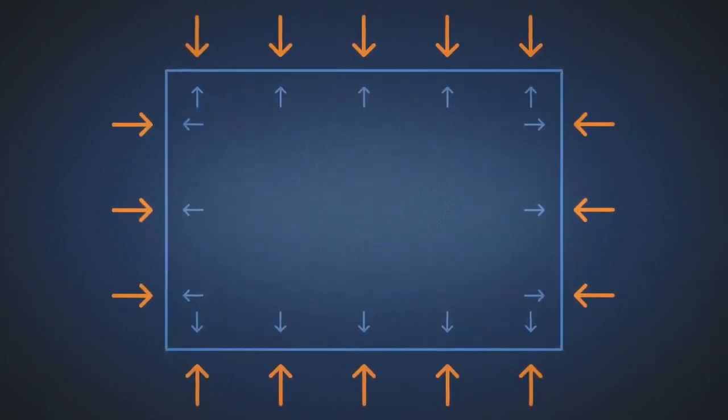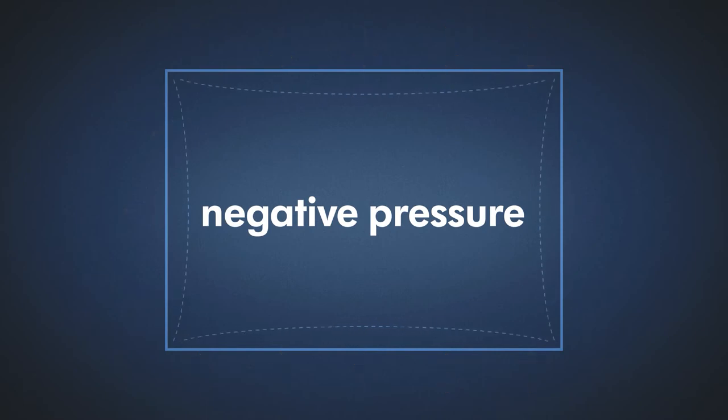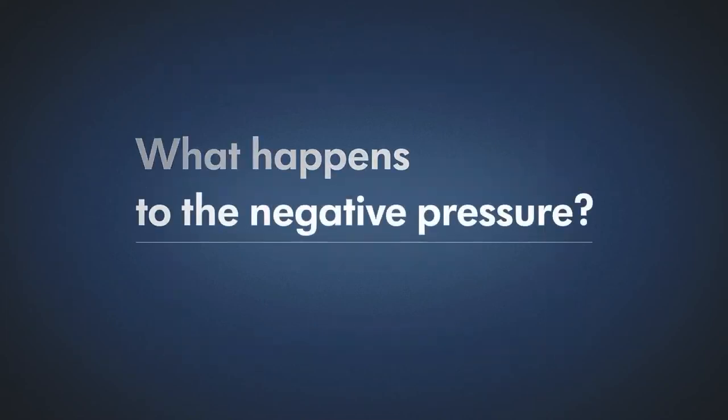In a space where the pressure is lower than the ambient pressure, there is negative pressure. In practice, a negative pressure is often also referred to as a vacuum. What happens to negative pressure?